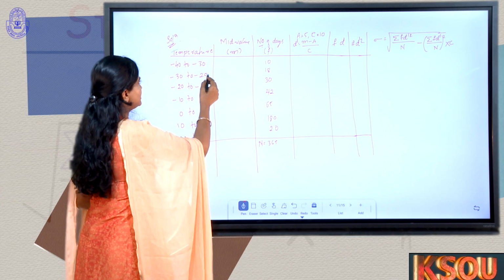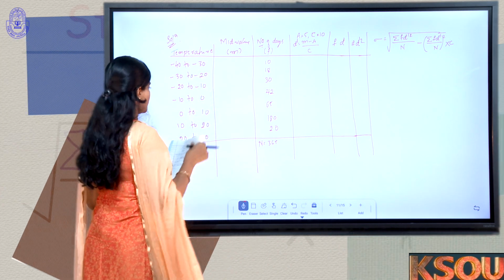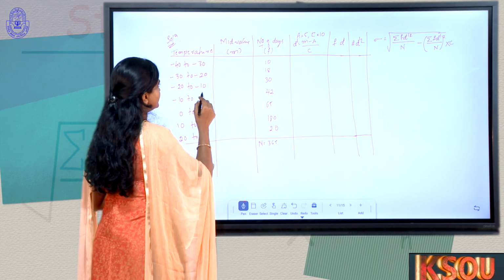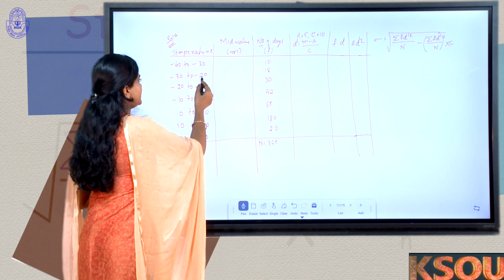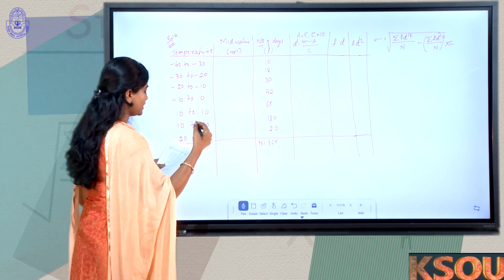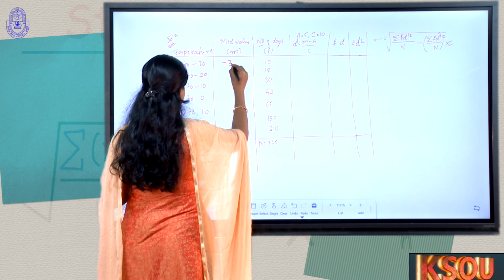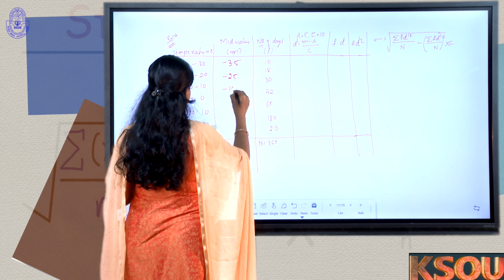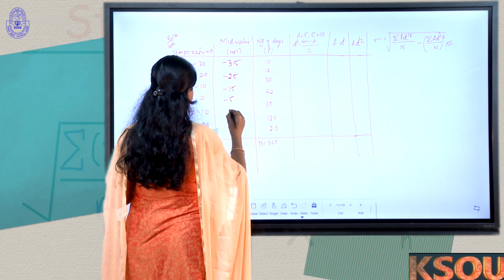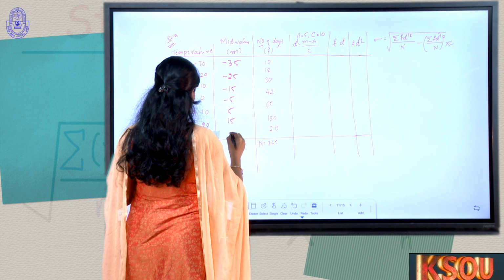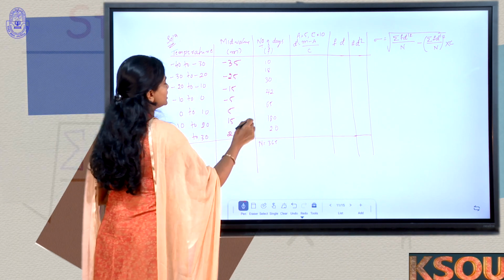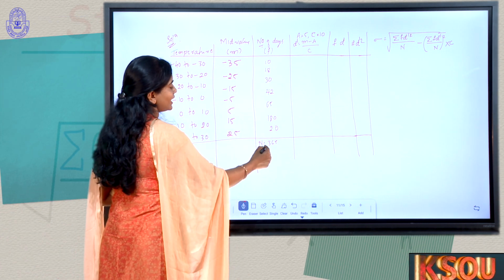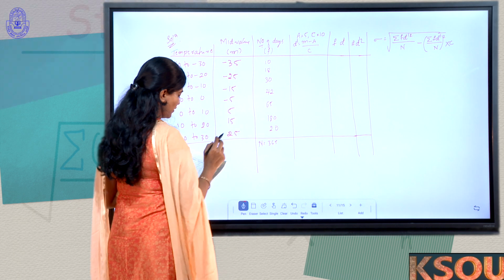Now you can calculate the mid value for this. You will have to get the value: minus 40 minus 30 divided by 2, minus 30 minus 20 divided by 2, like that you will have to calculate. You will get the values minus 35, minus 25, minus 15, minus 5, plus 5, plus 15, plus 25. If we take the total of the number of days, that is f, you will get the value n is equal to 365.